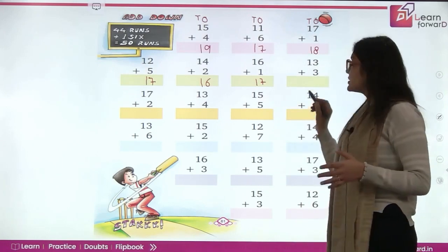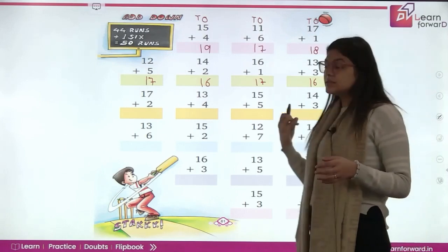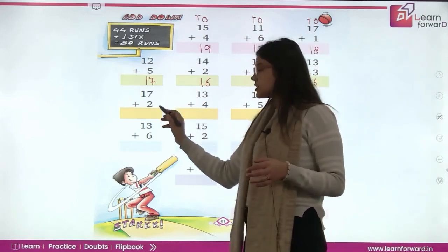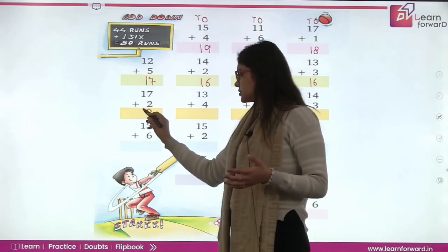3 plus 3 is 6. And 1 we will write here. So 13 plus 3 is 16. Now 7 plus 2. So 7 plus 2 is 9. And 1 as it is will come down.